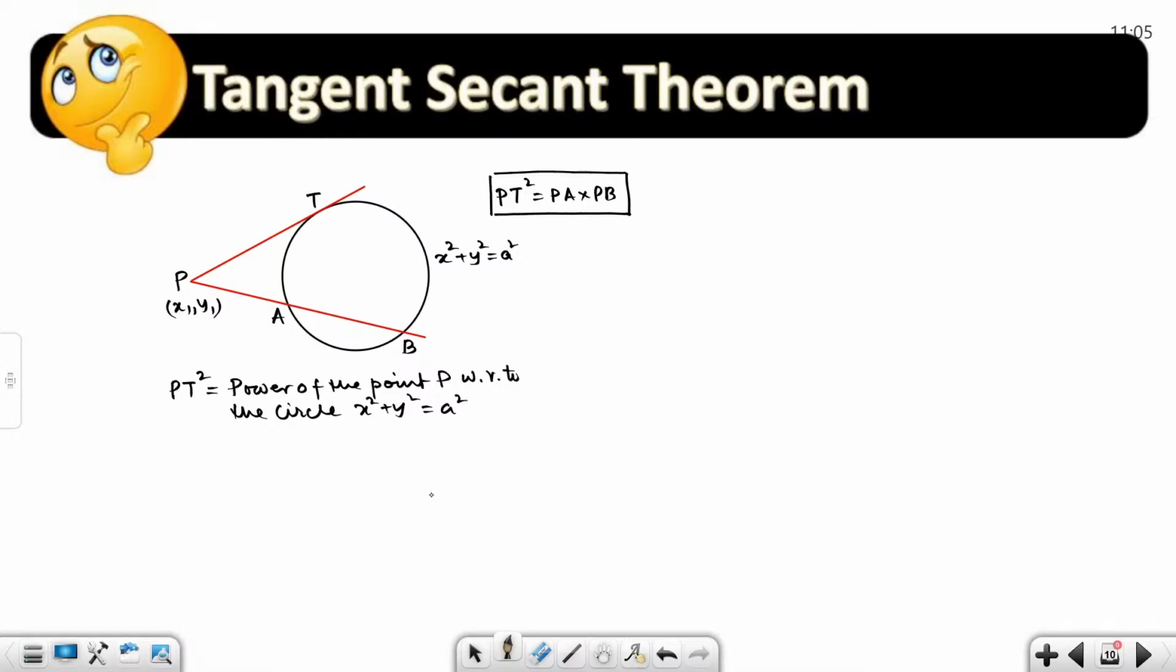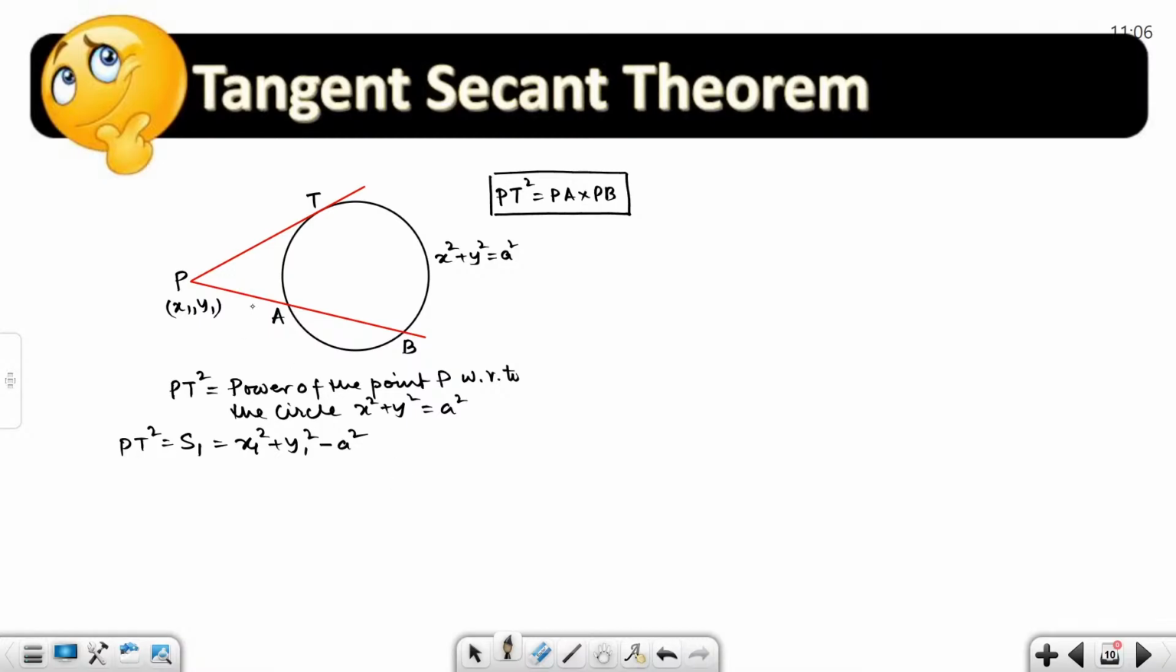PT is basically the length of the tangent, and the square of the length of the tangent is nothing but the power of that point. Now, what will be PT square? That is the power of the point. It is nothing but your x1 square plus y1 square minus a square, right?